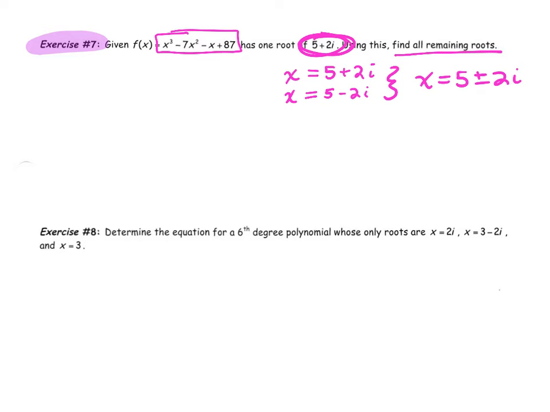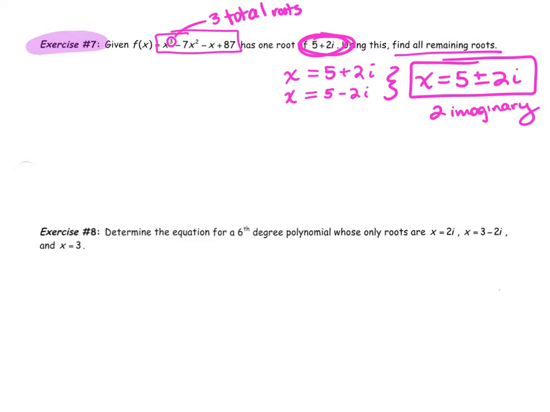Now, this gets a little tricky, okay? We want to figure out what the remaining roots are, right? This has 3 total roots. It's a matter of whether they're real, imaginary, whatever. So we have 3 total roots where we know already off the bat 2 of them are imaginary. Find the other root. So we have 2 imaginary. The other one obviously has to be real.